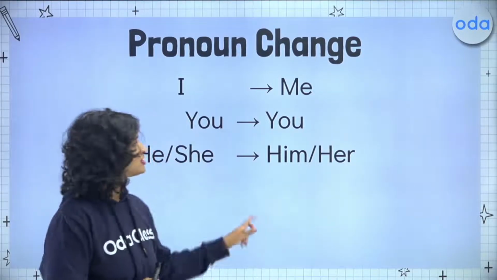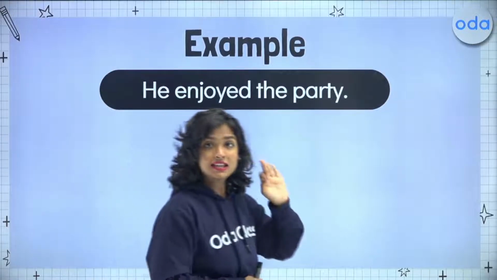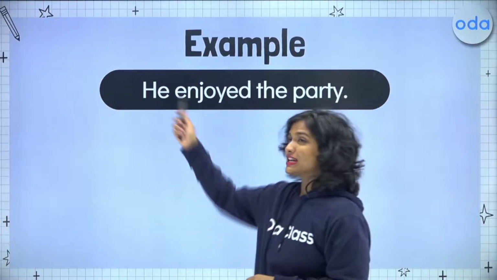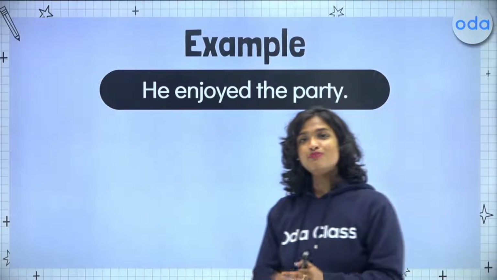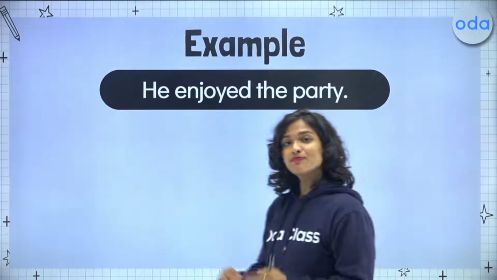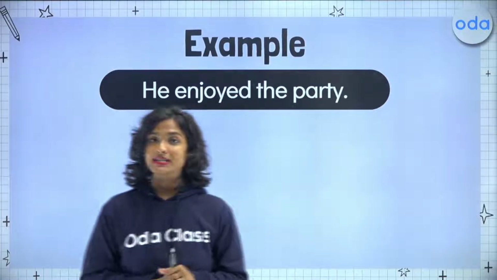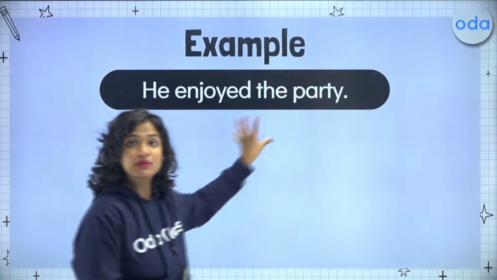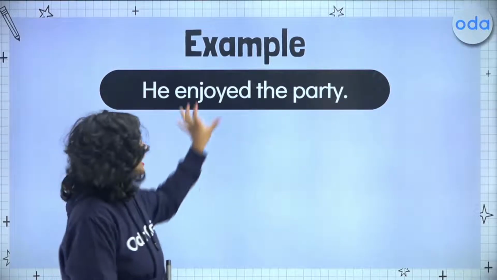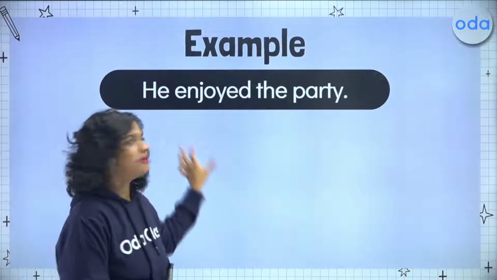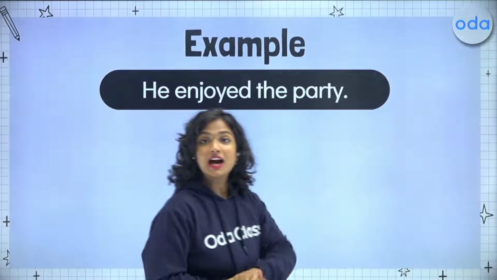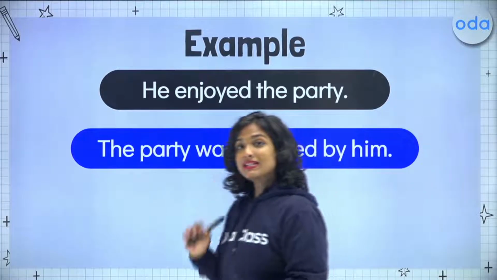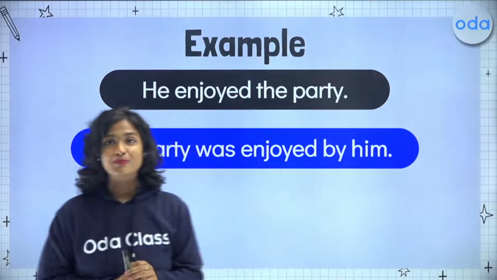Let's take an example to understand this. He enjoyed the party. So here our subject is he, our verb or action is enjoyed, and our object is the party. So when we change the voice, the party must become our subject. Enjoyed must remain as the verb, and he becomes our object. So let's see how to do that. The party was enjoyed by him.